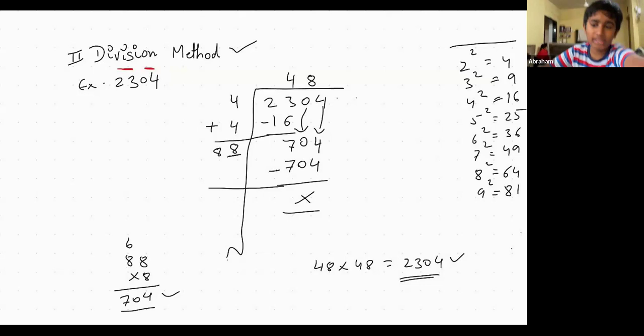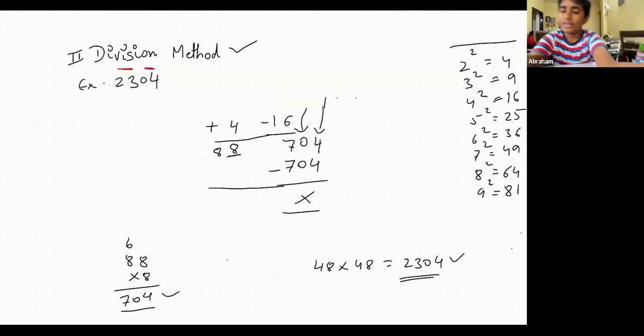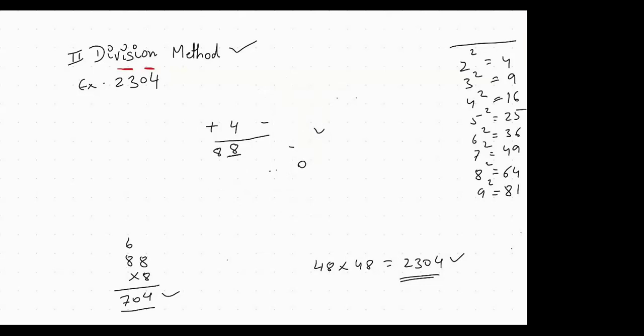Ma'am, why do you put an X at the end? You can put a 0 at the end or you can put an X. It means that it's over, nothing is left. So you can put a 0 also and you can put an X also. Let's take a 6-digit number now.